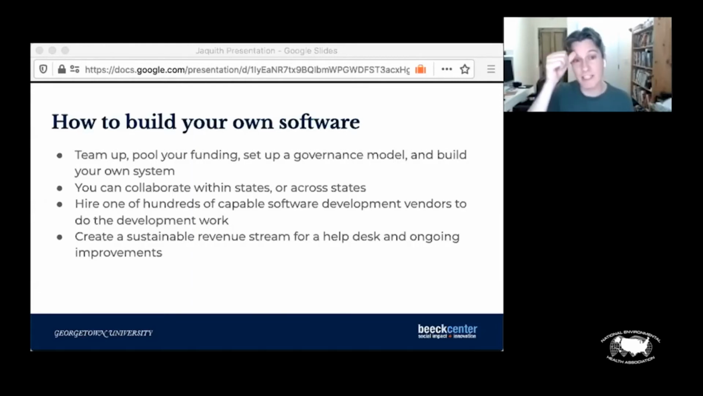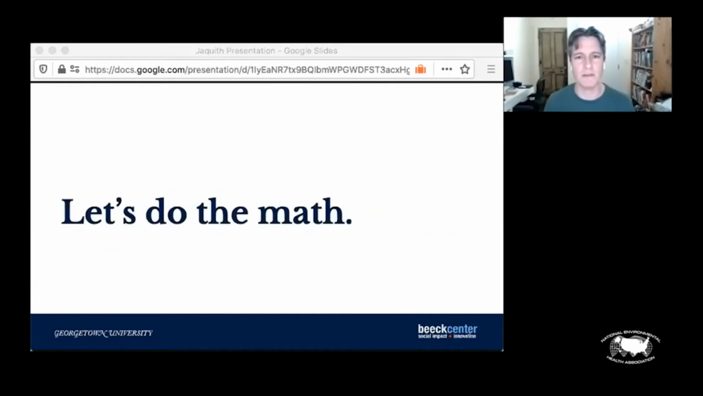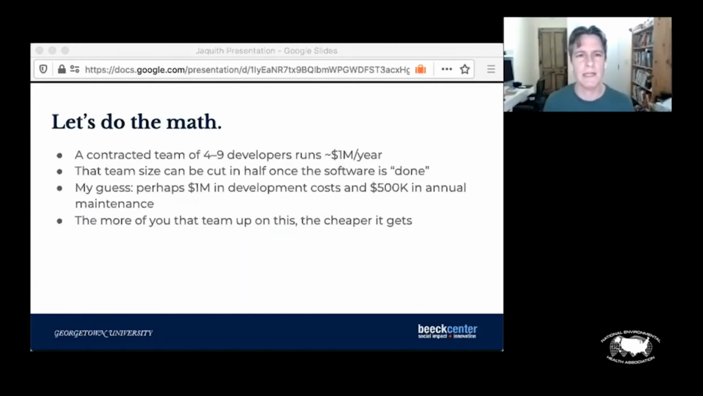And then you've got to create some kind of sustainable revenue stream for help desk and those updates. Remember, taking care of that puppy. That might be membership dues. There are different models available, but I think membership dues are a good one. And the cool thing here is, the more people you get, the cheaper it is. So, speaking of that, let's do the math. How much would this actually cost for some of y'all to team up?